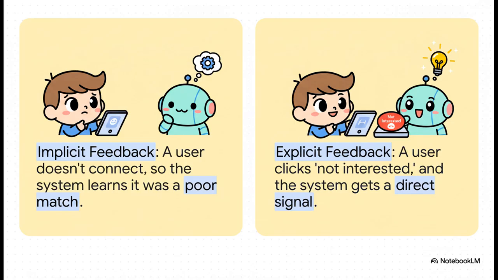First, there's what they call implicit feedback. The system just watches what you do. If it shows you a profile and you just scroll right past it, it takes a little note. Probably not a good match. And then you have explicit feedback. That's when you actually click a button that says, nope, not interested. That's a super clear signal that helps tune the whole algorithm.